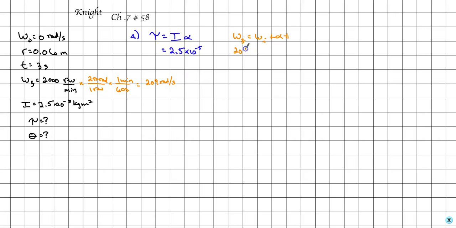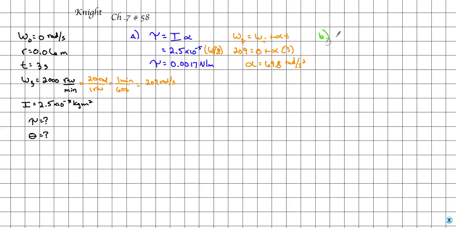So we can plug this up here. 209 is equal to 0 plus alpha times t, which is 3. So we find that the angular acceleration is going to be 69.8 radians per second squared. We can plug that in over here, 69.8. And we find then that the torque applied on our disc is going to be 0.0017 newton meters.